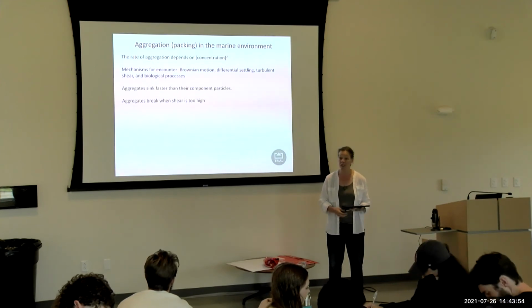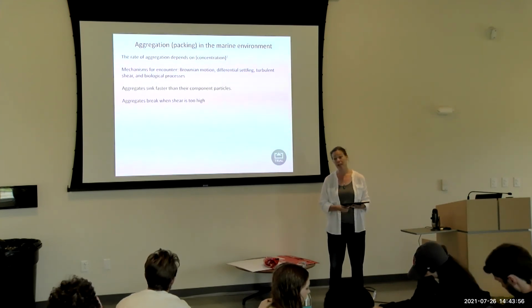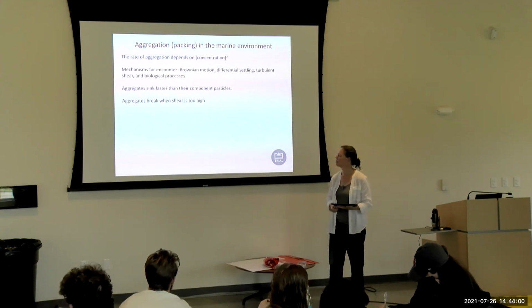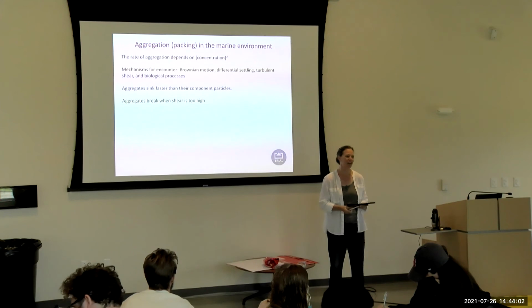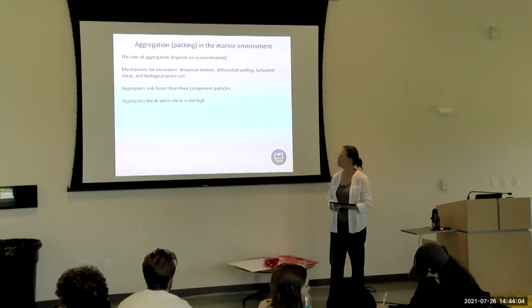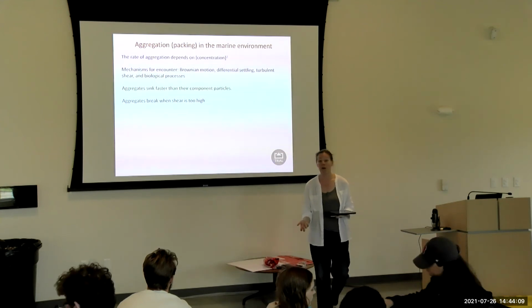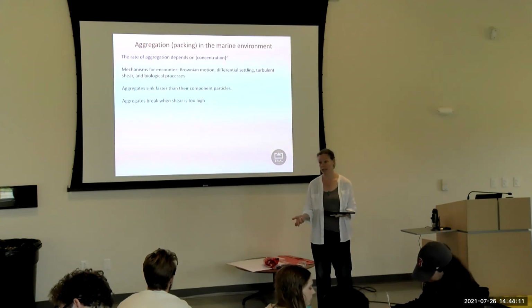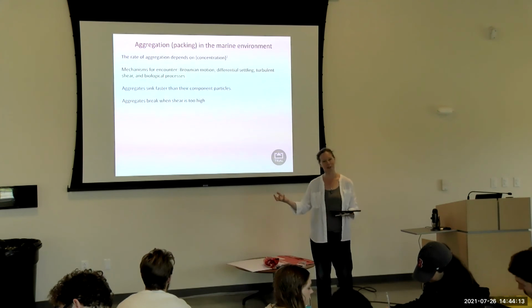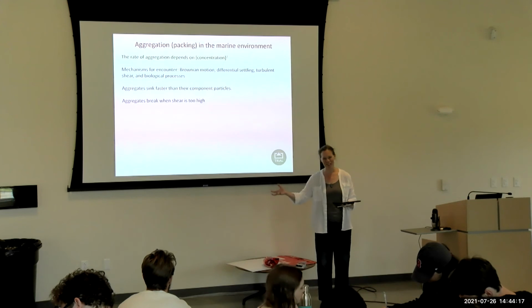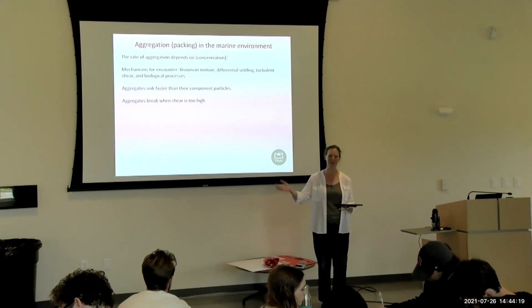Turbulent shear, and also biological processes, which is something that I think about sometimes, but hasn't worked its way into a lot of the aggregation models yet, which I'll show you another slide on in a second. Aggregates sink faster than their component particles do by themselves, right? Stokes' law, which is also for spheres, varies if you have different drag on non-spherical particles, but that's a different class.